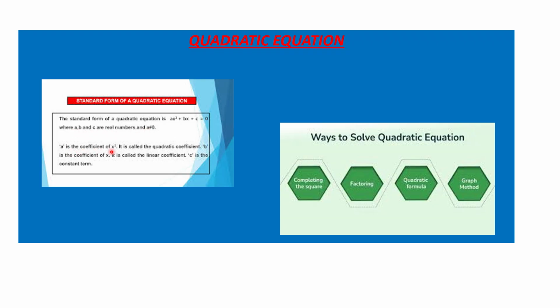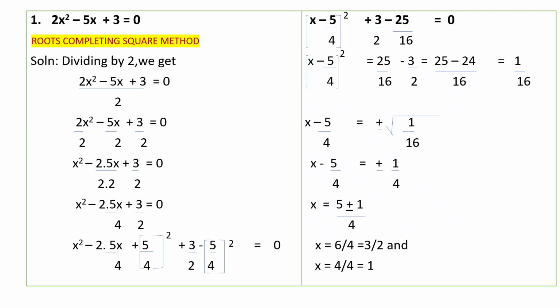a is the coefficient of x square. It is called the quadratic coefficient. b is the coefficient of x. It is called the linear coefficient. And c is the constant term. So this basic information you already know.